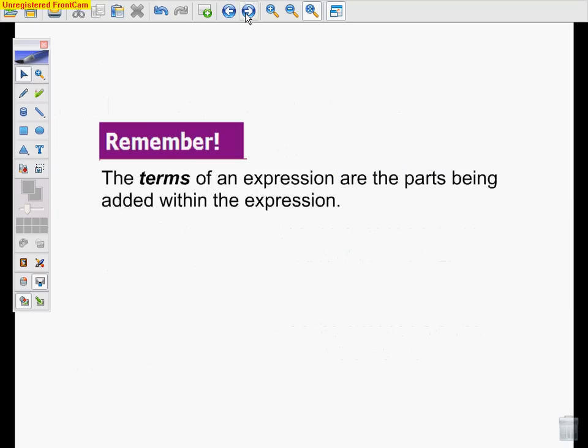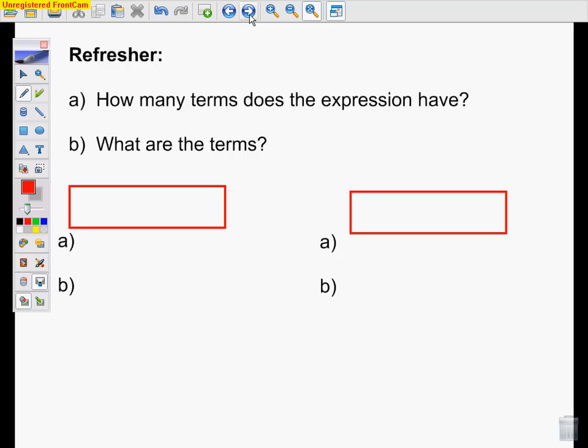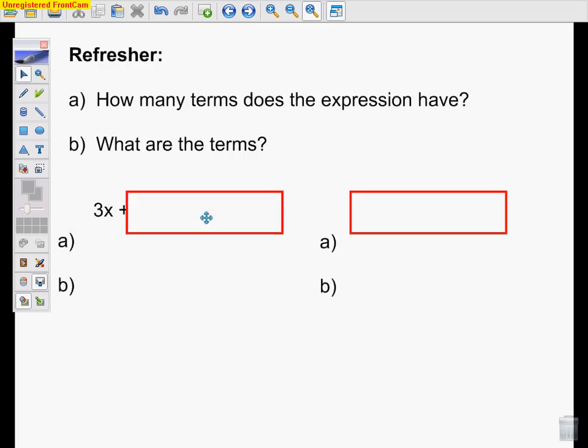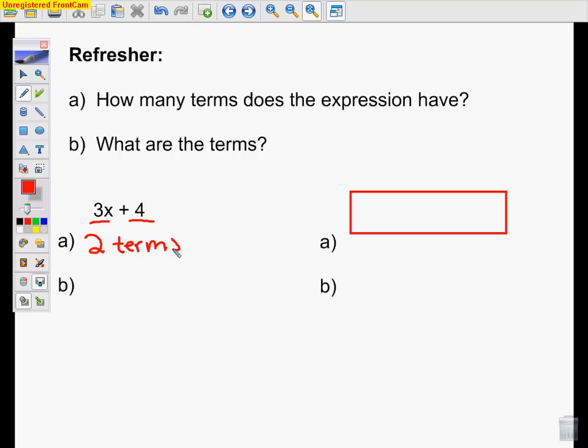All right, great. Remember, the terms of an expression are the parts being added within the expression. That's very important. They need to be added within the expression. For example, here we have the expression 3x plus 4. All right. Now part A says how many terms does the expression have? Well, here we have 1, 2. There's 2 terms. Now the terms once again are separated through addition signs, so the terms are 3x and 4. Those are the 2 terms.